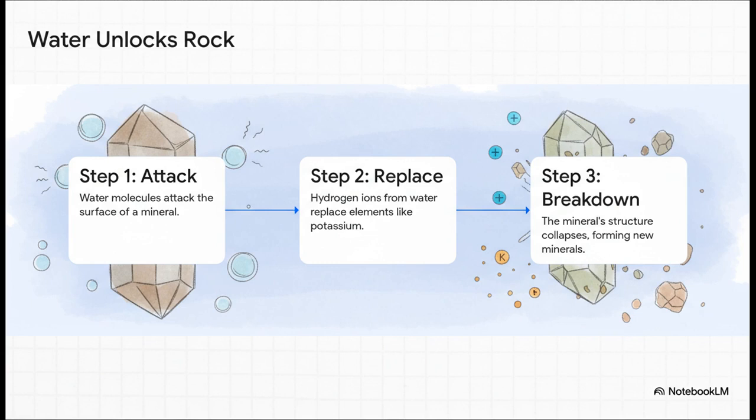So how does this actually work on a molecular level? Well, it's kind of like a three-step heist. First, water molecules attack the surface of a mineral. Then, tiny hydrogen ions from the water actually sneak in and replace elements inside the mineral, like potassium. This completely destabilizes the mineral's whole structure, causing it to fall apart, releasing nutrients, and forming the building blocks for brand new minerals, especially clay.